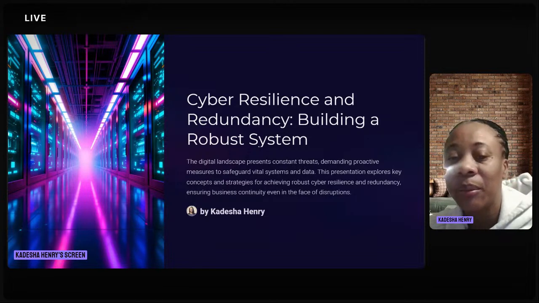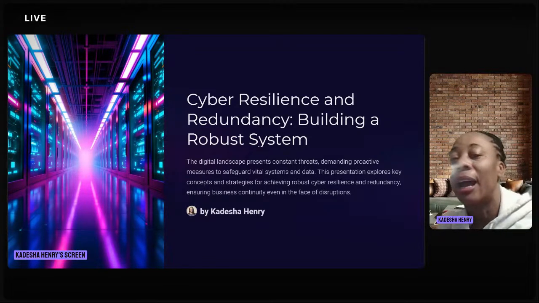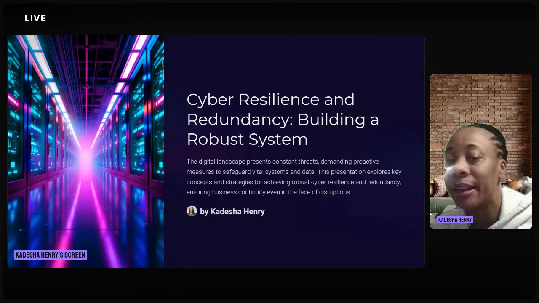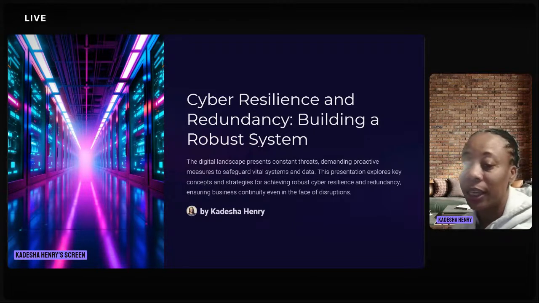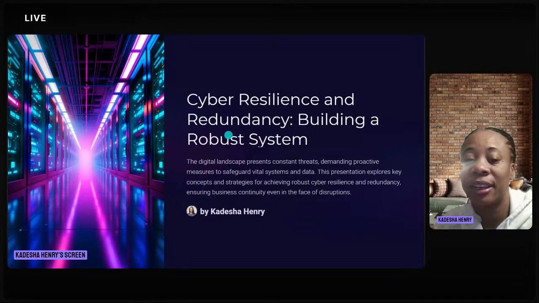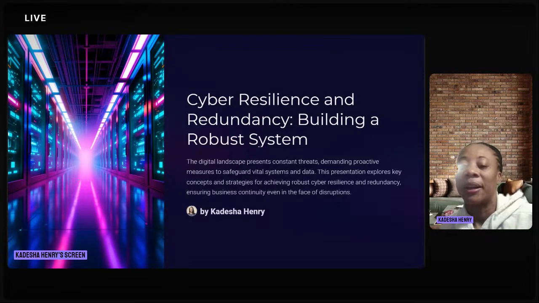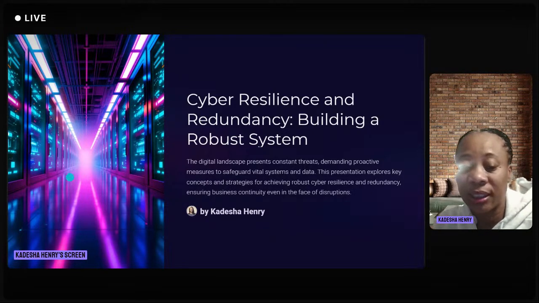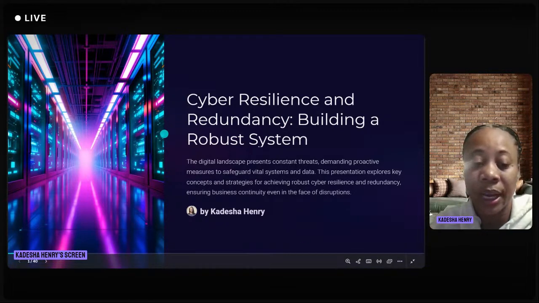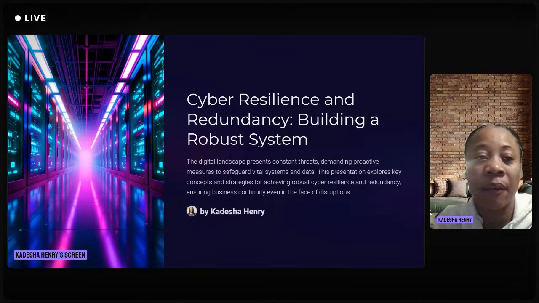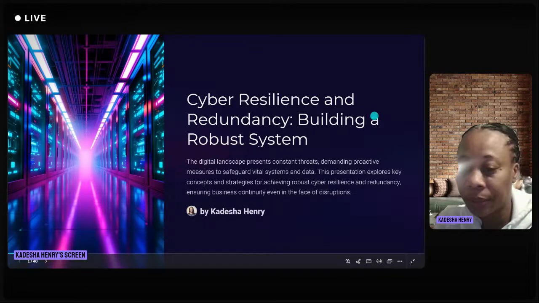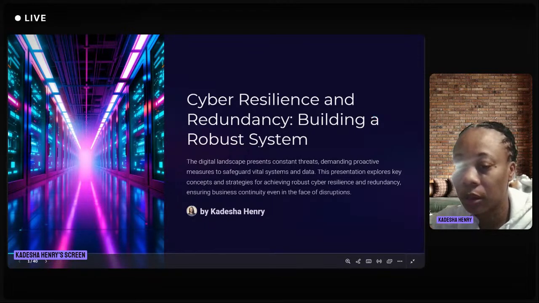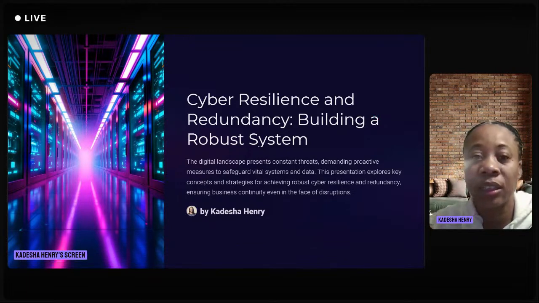Today we will be looking at cyber resilience and redundancy. We're going to be looking at redundancy and resilience. As we go through the class, we're going to go through each concept. Let's show you where we're at. We're going to be looking at each concept and then we will be doing the multiple choices as usual.